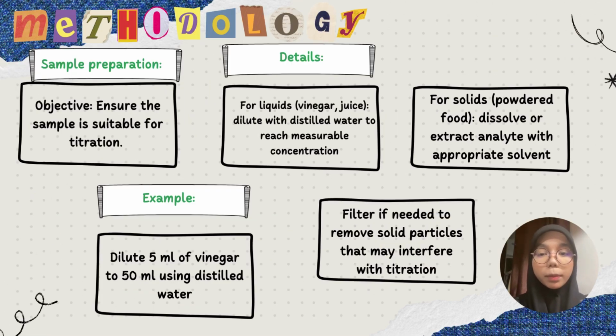Hi everyone, I will talk about methodology. Firstly is sample preparation. The objective is to ensure the sample is suitable for titration. Detail: for liquids such as vinegar or juice, dilute with distilled water to reach a measurable concentration. For solids, powder or fluid, dissolve or extract the analyte with an appropriate solvent. Filter if needed to remove solid particles that may interfere with titration. For example, dilute 5 ml of vinegar to 50 ml using distilled water.